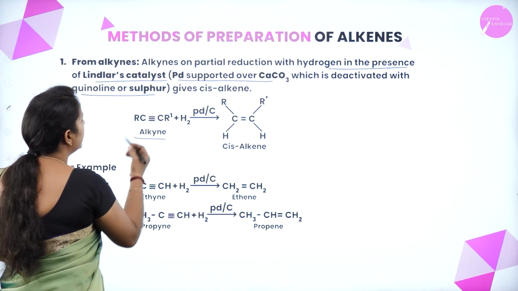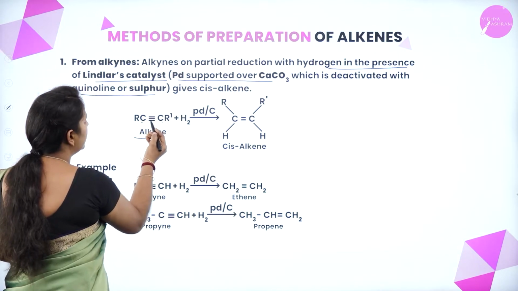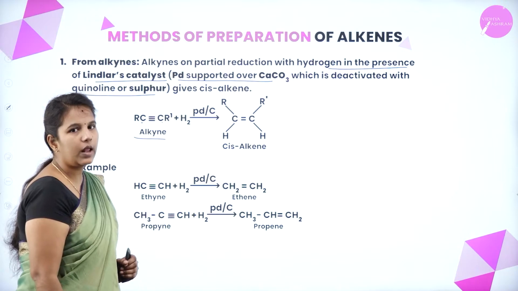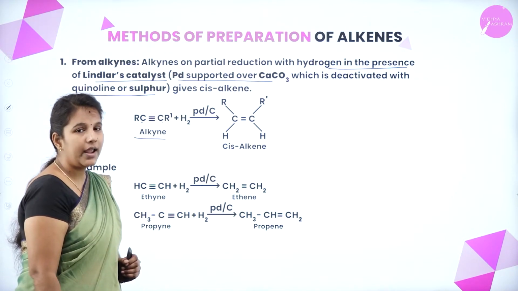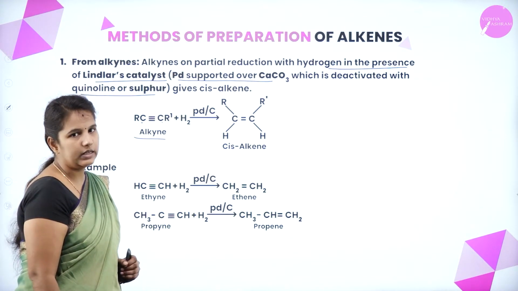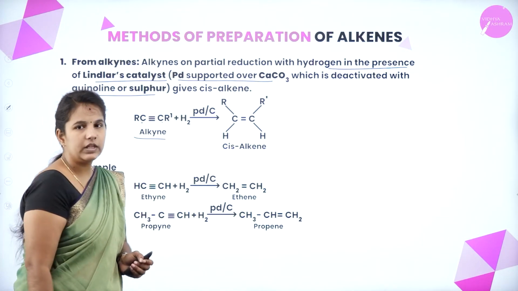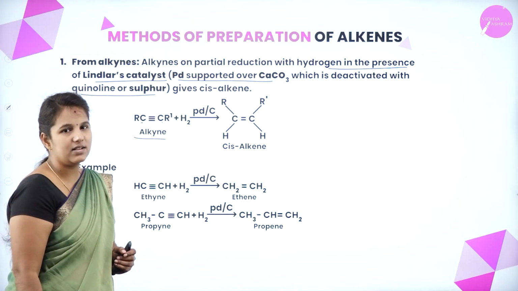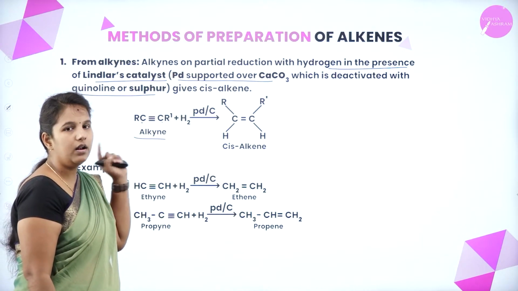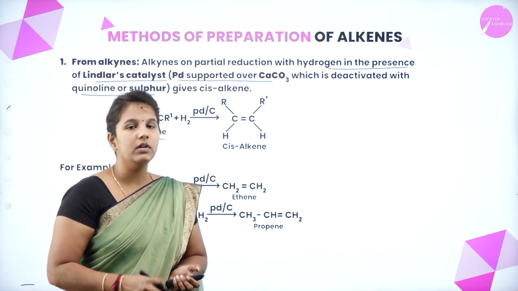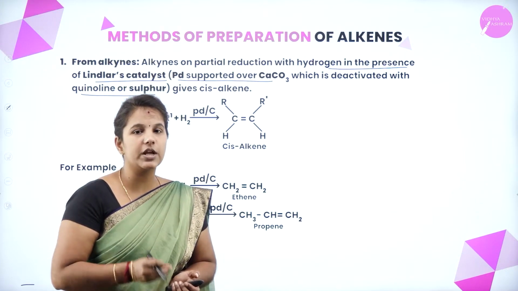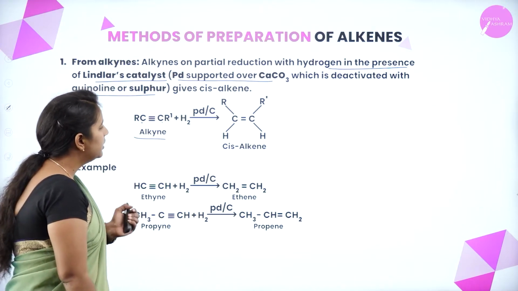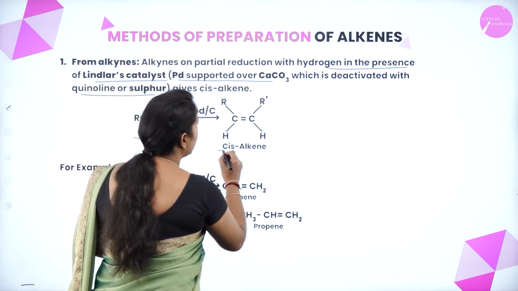So, here I have considered the alkyne. You can see that between the 2 carbon atoms, there is a triple bond. Is it right? Between the 2 carbon atoms, there is a triple bond. Hence, it is named alkyne, which is allowed to react with hydrogen gas in the presence of Lindlar's catalyst. What does it mean? Here, we have considered palladium supported with calcium carbonate, which is known as Lindlar's catalyst, to form cis-alkene.